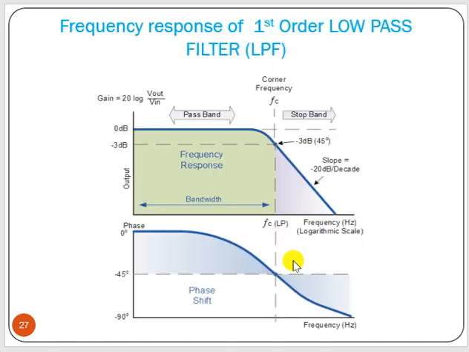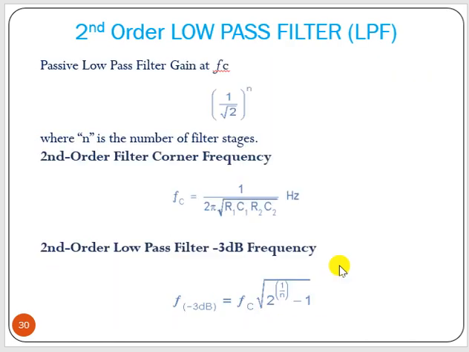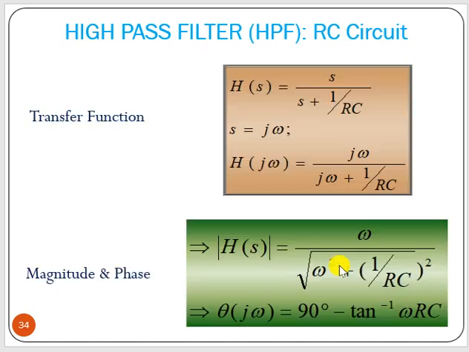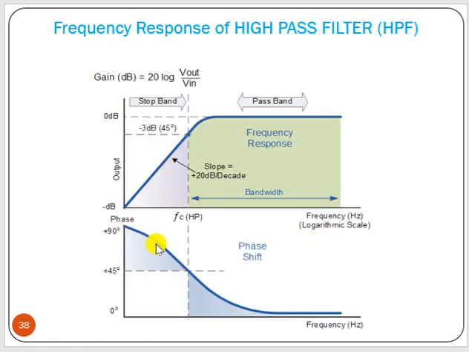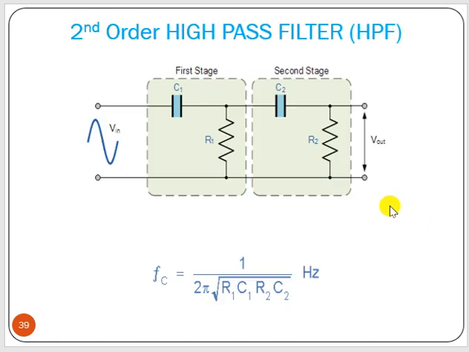So it is going from 0 to some negative value. And for the high pass filter, it is 90 degree, then goes to 0. 90 degree minus some value, so it goes to 0. 90 to 0. Now similarly, a second order high pass filter is also possible to make.